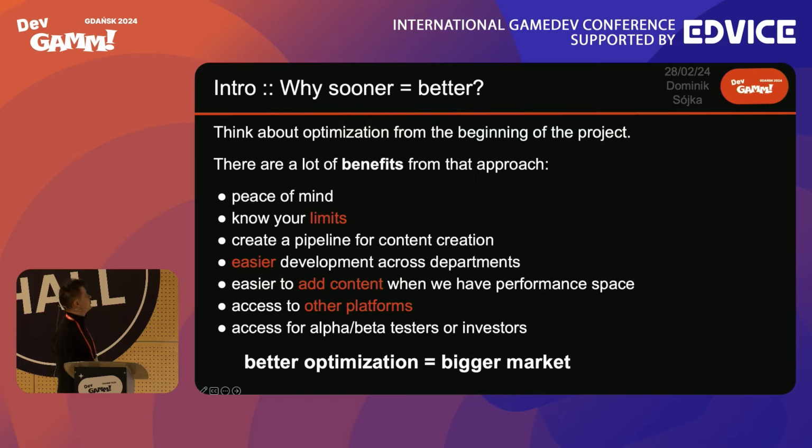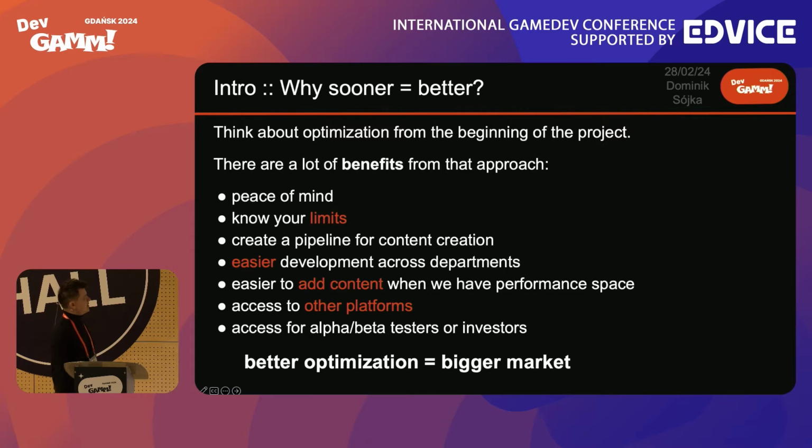Basically, if you know your limits and you know how the game currently works, you can also create a pipeline for content creation for the artists. And it's much easier to develop across the departments. For example, if we have sound designers in our team, they really want to work with an engine that works fine, where there are no hitches. So it could be very important for the other departments.